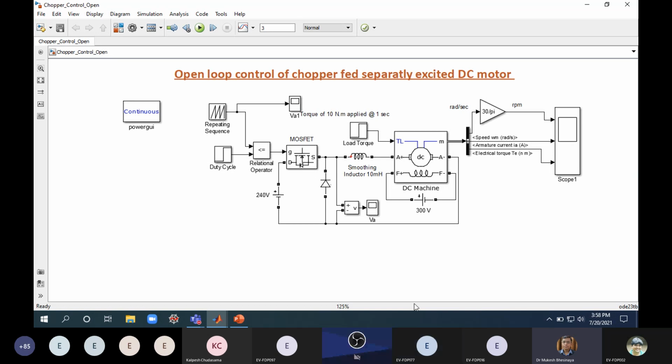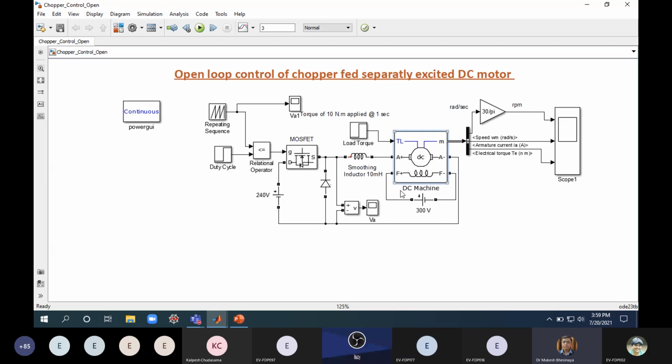Okay, so now you see those who are working or doing some simulations, those who are working on an EV, before you just start implementing anything, or specifically those who are doing research, they can start with the basic concept, understanding of a DC machine with a converter. So this is a simple open loop control of a separately excited DC motor.